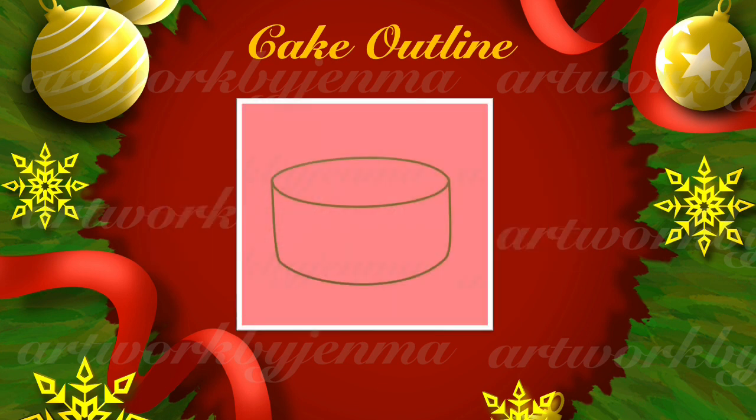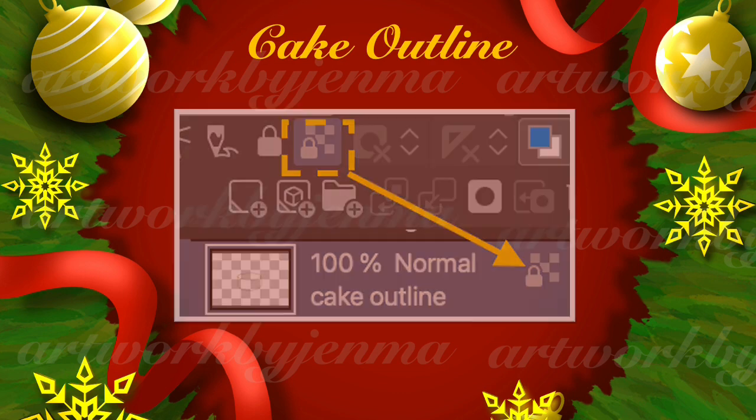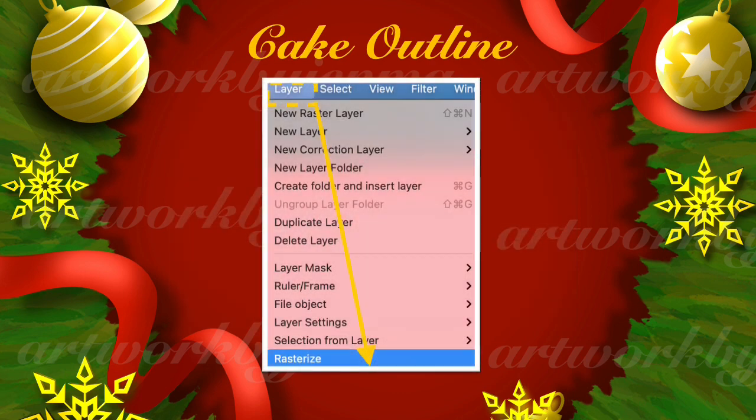Start drawing the outlines of a cake and close the lines for convenient coloring using the Fill tool later. If you like to change the color of your outlines, click the Lock Transparent Pixels to color your lines. You may also use this feature to change the color fill. Make sure that your layer is a raster layer. If not, rasterize the layer to enable the Lock Transparent Pixels. Click Layer, then rasterize.